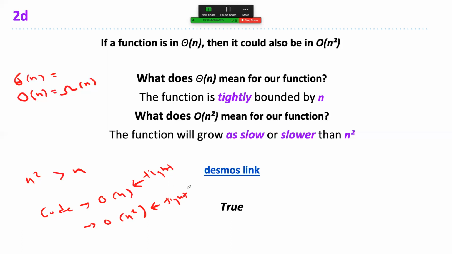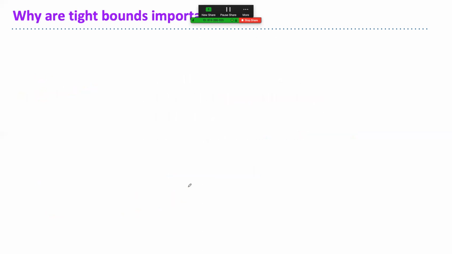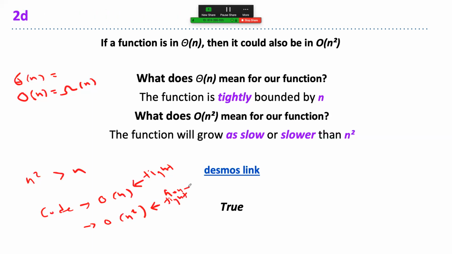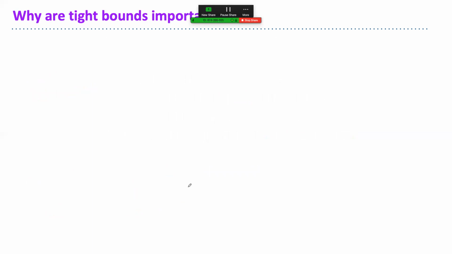And because of this, we can definitely say that if a function is theta of n, then it could also be O of n squared, because we're basically describing the non-tight bound in this case. And so this brings up the question: why are tight bounds important in the first place? Why is the theta bound even important?